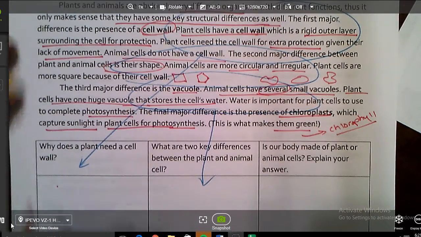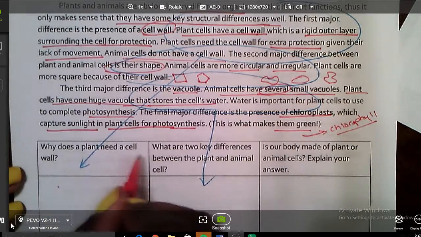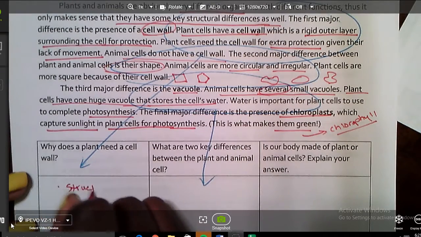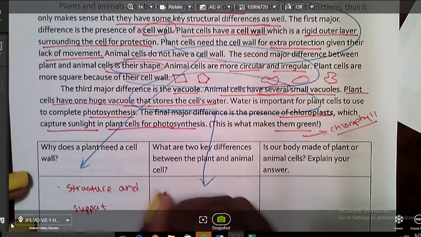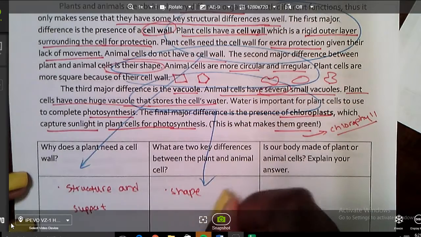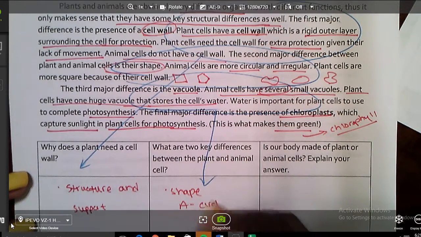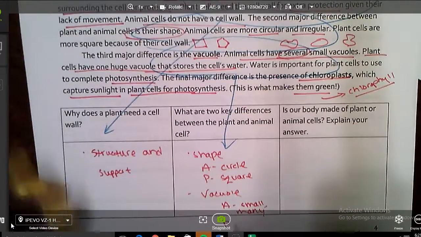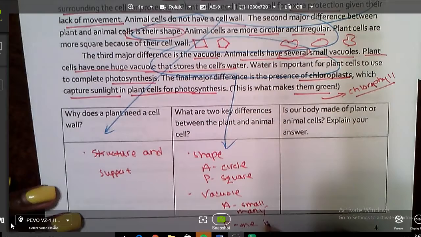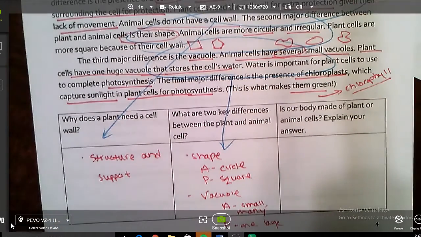I'm just going to jot down some quick notes. The plant needs a cell wall for structure and support. Two key differences are the shape. Remember, animal cells are circular, plant cells are square, and the vacuole. Animal cells have small vacuoles and there are many or several. The plant cell has one large vacuole.